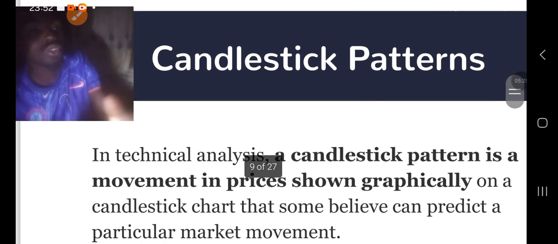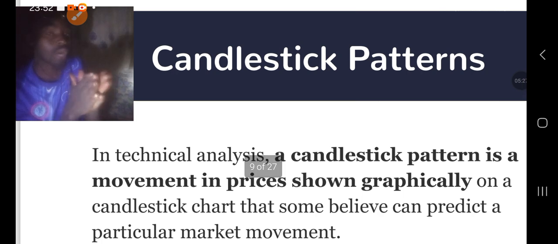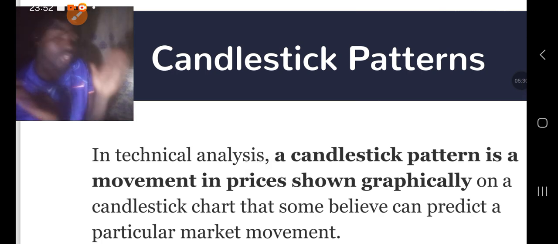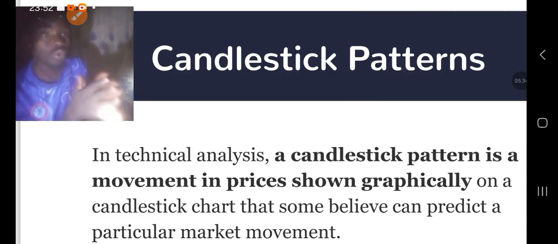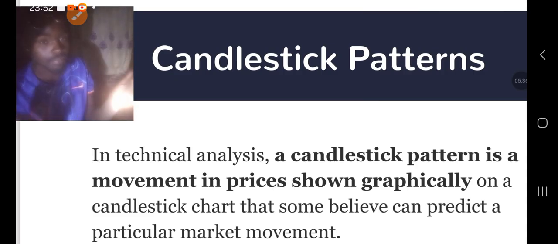But for today's video, we'll be explaining about the trend line. The next video will be talking about candlestick patterns, so do not skip the videos, guys.